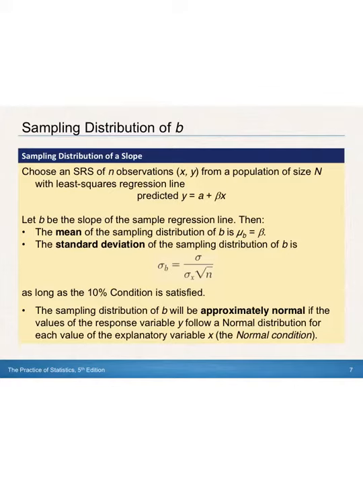And then the sampling distribution of b, when you're talking about the shape, is approximately normal if the values of the response variable y follow a normal distribution. So we're talking here about what the sampling distribution of b tells you.